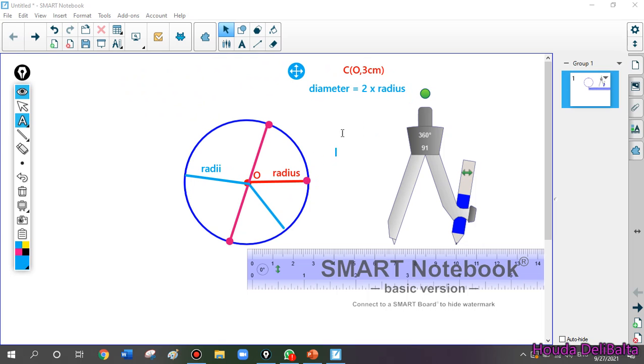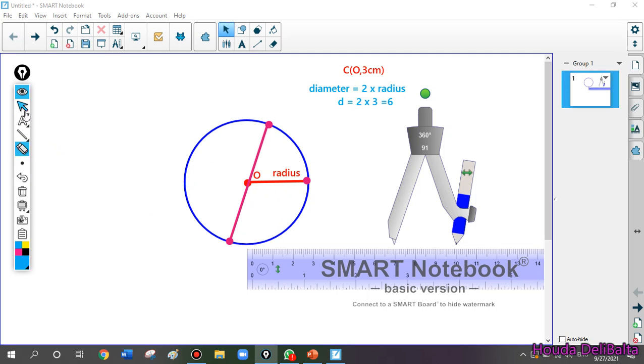If the radius is 3, for example, the diameter, represented by small d, is 2 times 3, which is 6. So if the diameter is 6, then the radius is 3. That's the relation between the diameter and the radius: always the diameter is double the radius. Now let me erase these.